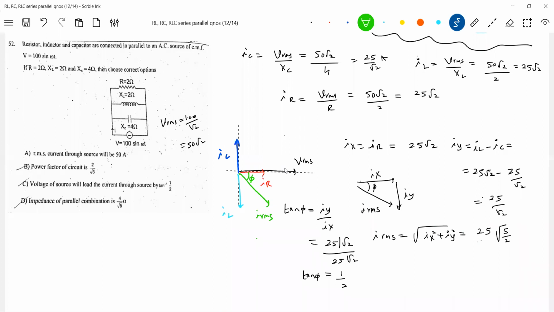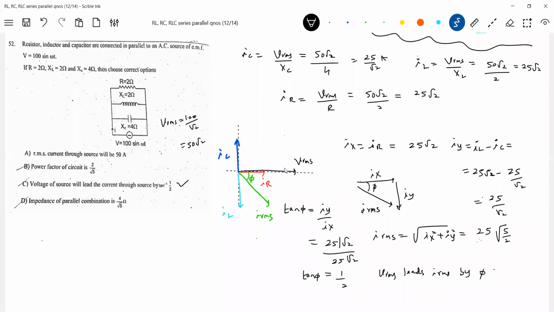So what we can say here: VRMS leads IRMS by phase angle phi. And what is that phi? Tan inverse of 1 by 2. I'll pick up option C first. I got it.